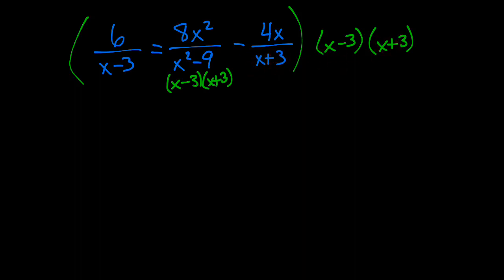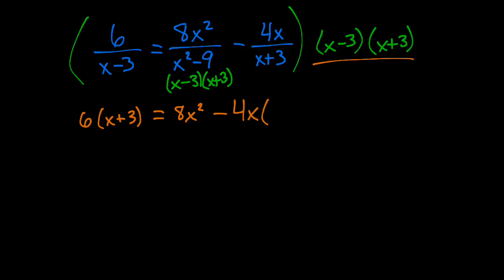So we're good to take and distribute x minus 3, x plus 3 to all of the terms. So when we send that to the first term on the left side of our equal sign, the x minus 3's cancel. So we'll have 6 times x plus 3 equals, when we send it to the second fraction, the 8x squared over x squared minus 9, both the x minus 3 and x plus 3 will cancel, so we will just have 8x squared, and then minus 4x times x plus 3 cancels, so we have that x minus 3 still, so 4x times x minus 3.